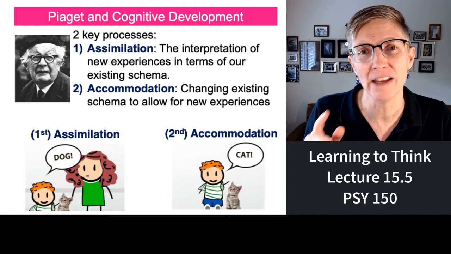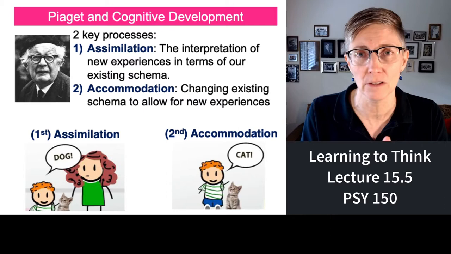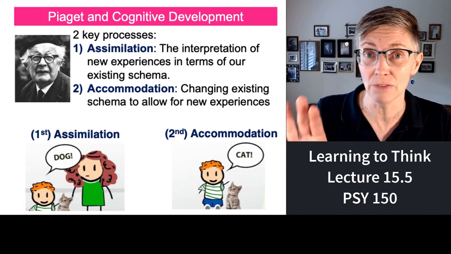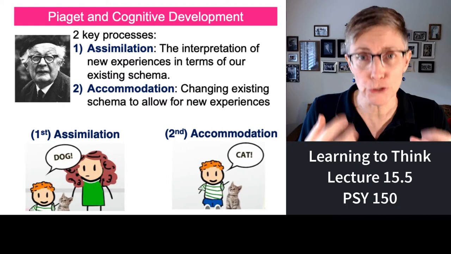So you have to change the way that you understand the world, your schemas, your framework, whatever language you want to use. So the kid who figures out, yeah, I know what a dog is, but a cat is something different. And at home I've got a dog, but this thing's a cat. That's accommodation. So Piaget said we're constantly using those two processes, assimilation and accommodation, as we learn to think.